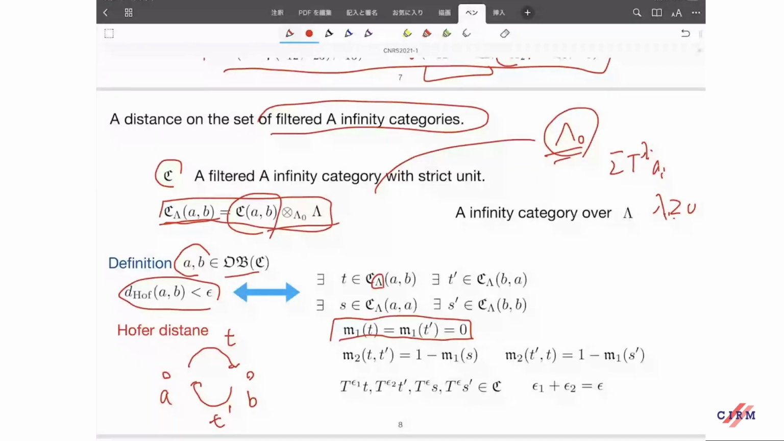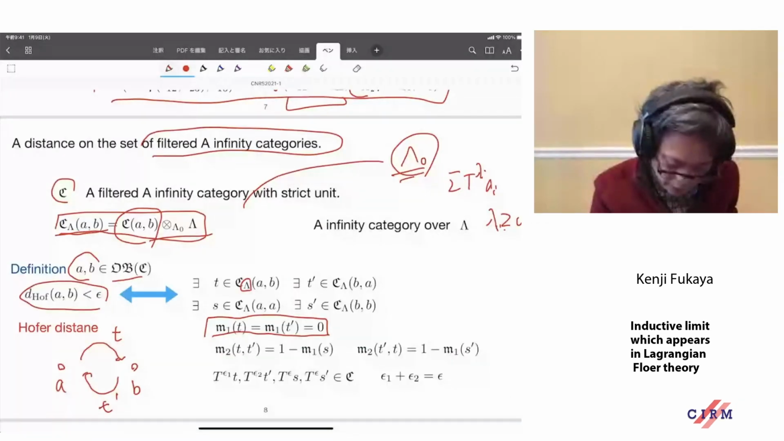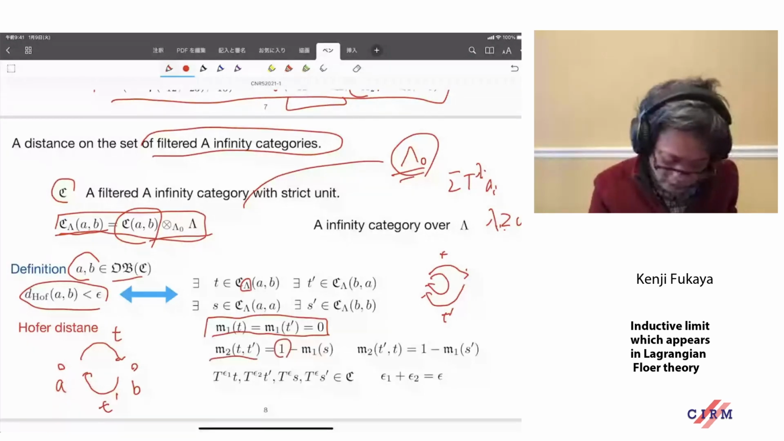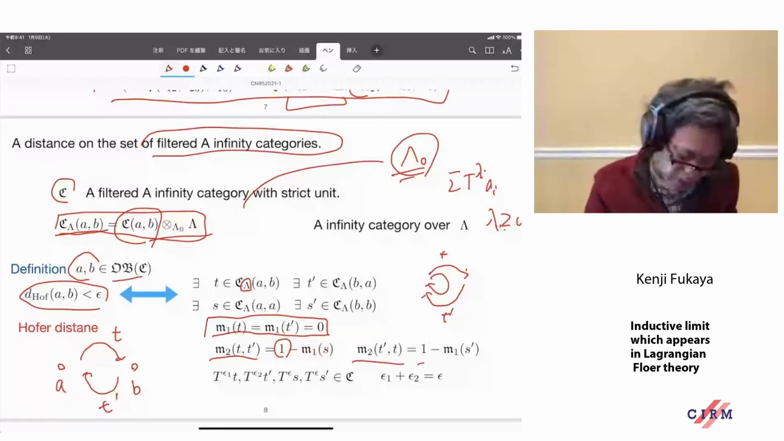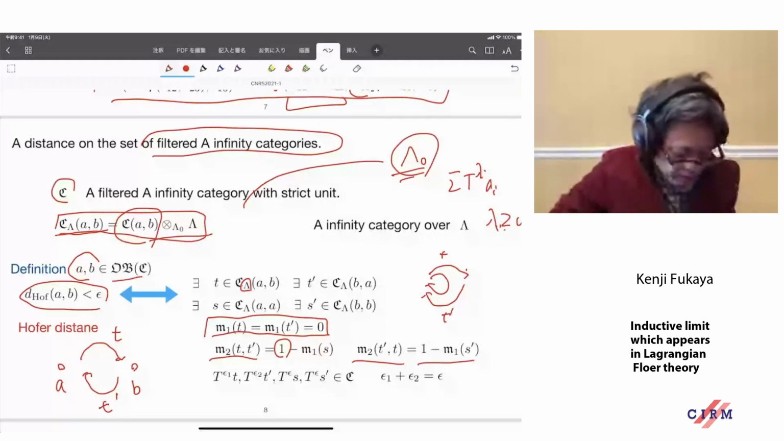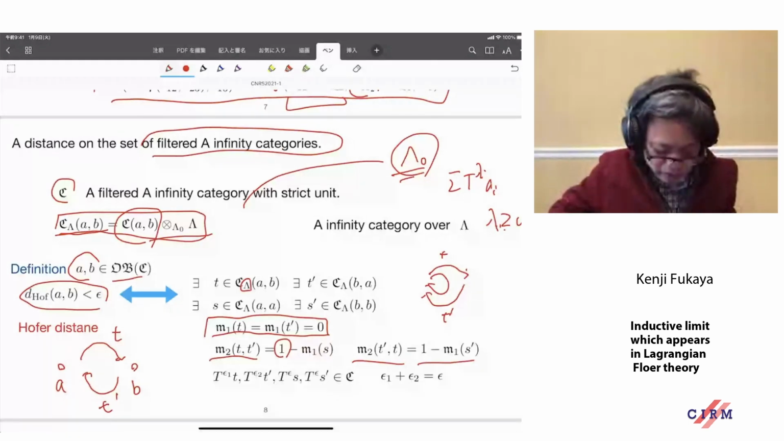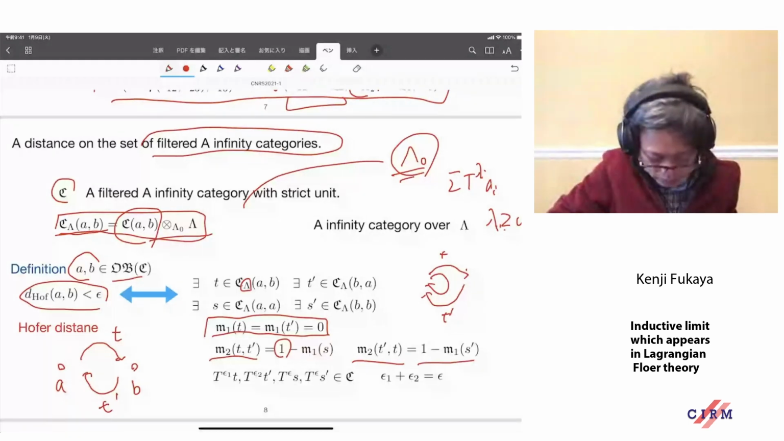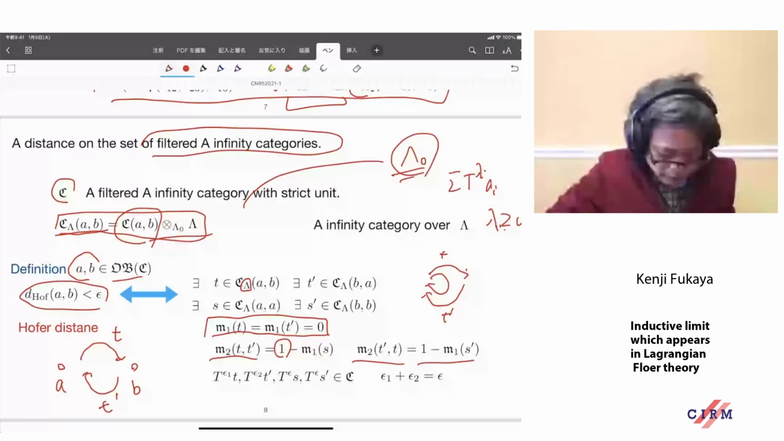And then if you compose T and T prime, you get a morphism from A to itself. And this one is homotopic to the identity morphism. So if you take T and T prime and come back, it is homotopic to the identity. And if you compose T prime and T, also it is homotopic to the identity. So this means that A and B are something like equivalent in this infinity category. And so that's the first thing.